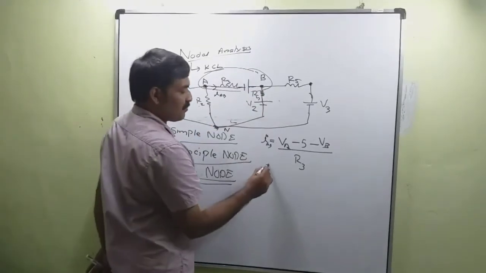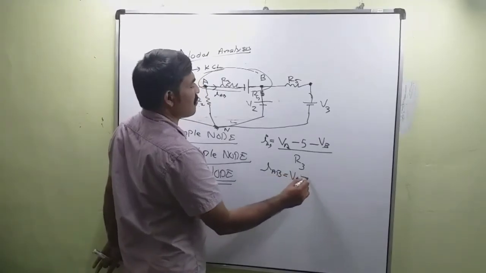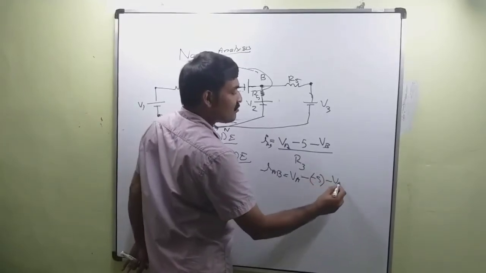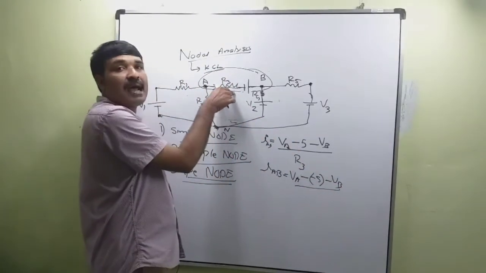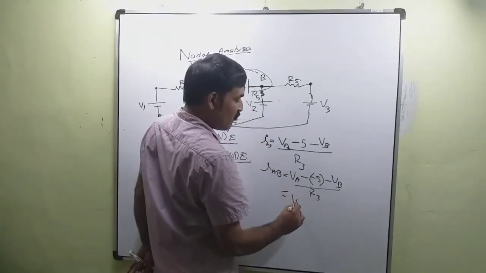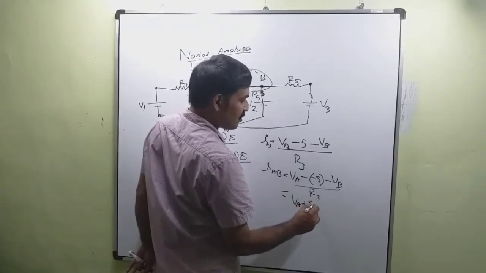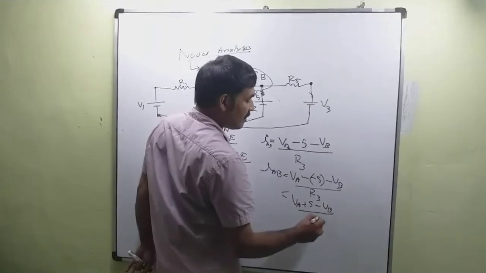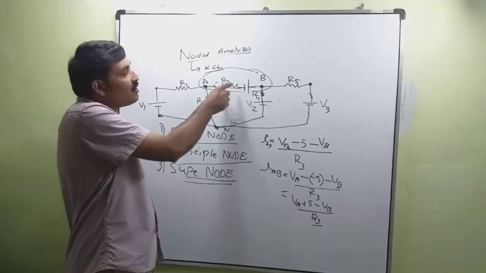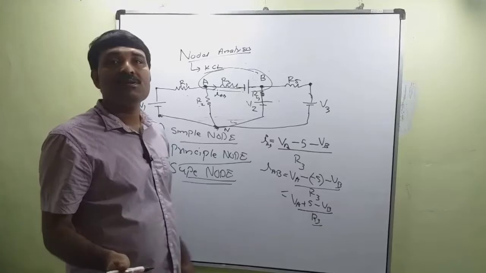Now, the current I_AB in the super node is given by VA minus of minus 5, minus VB, divided by this branch resistance R3. This is equal to VA plus 5 minus VB divided by R3. So when a voltage source is connected between two main nodes or in a branch, it is called a super node.